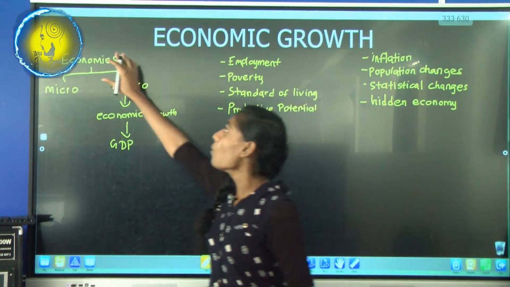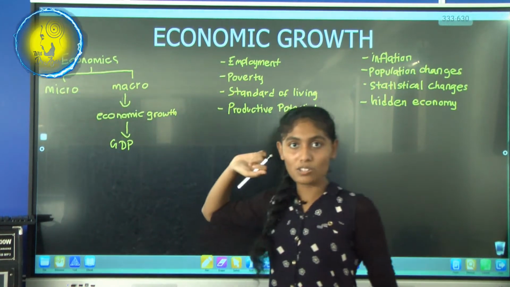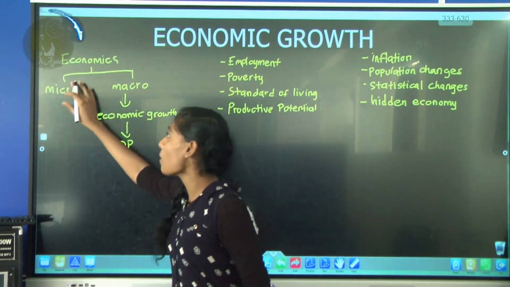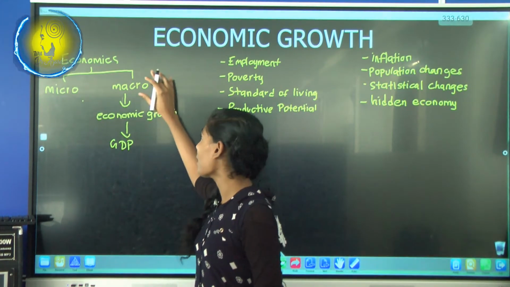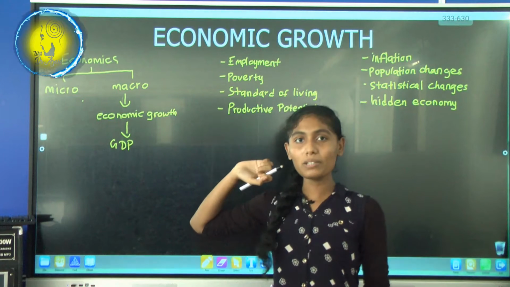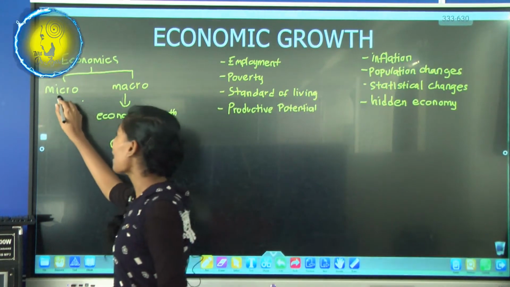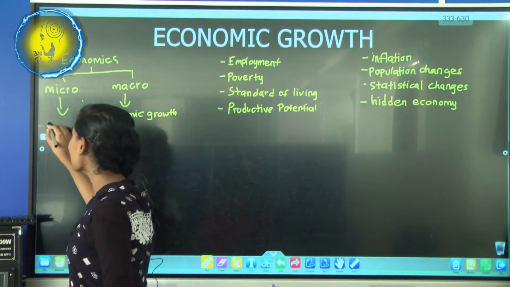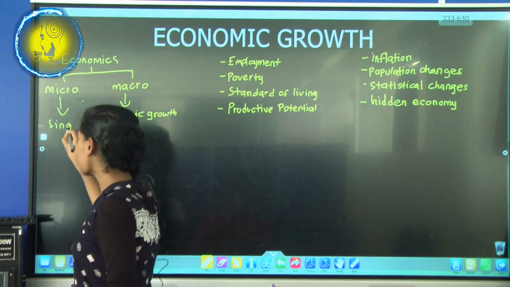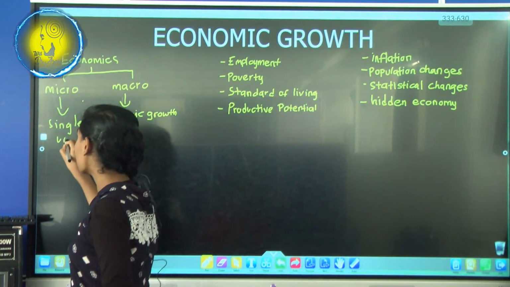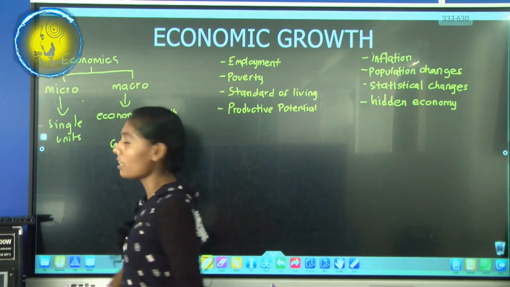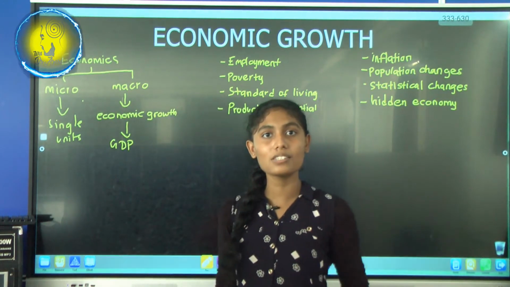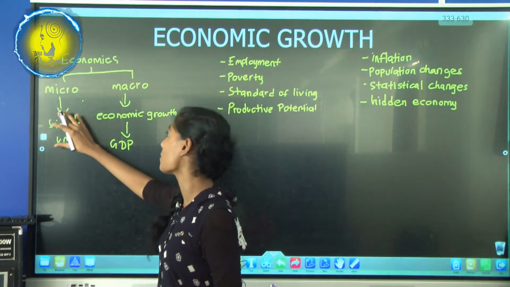Before going to that, economics has two branches. First branch is microeconomics, second one is macroeconomics. What do you mean by microeconomics? That means we study the individual single units in the economy. Say if it is business firms, we study only about business firms. If it is consumers, we study only about consumers.